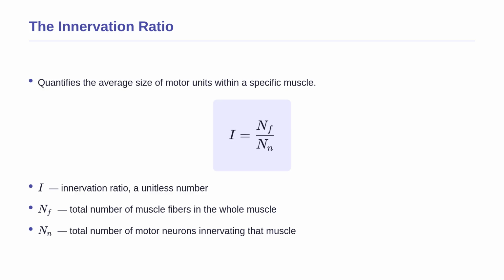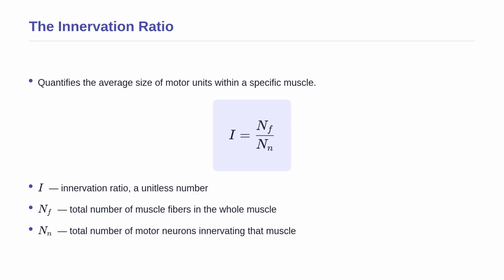To understand how motor units relate to muscle precision mathematically, physiologists use a simple calculation called the innervation ratio. Conceptually, this ratio helps us quantify the average size of the motor units within a specific muscle. Let us look at the formula.